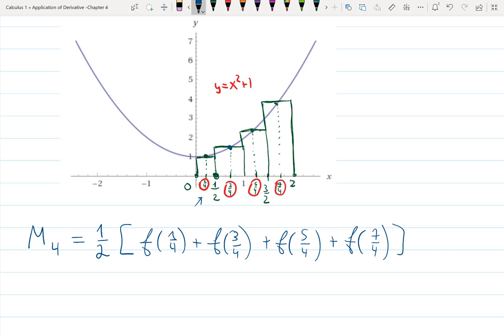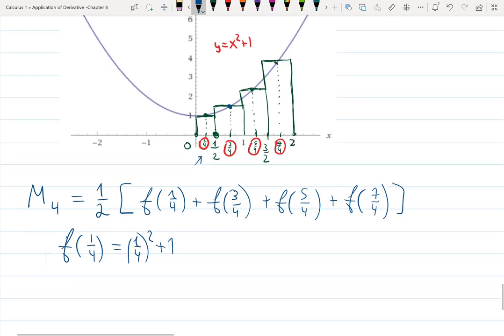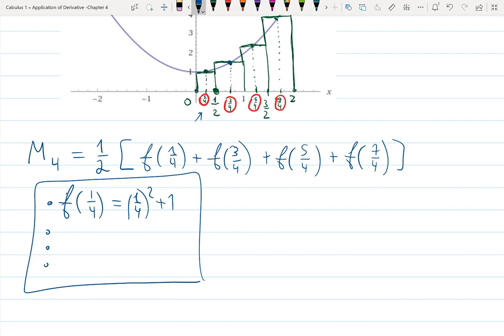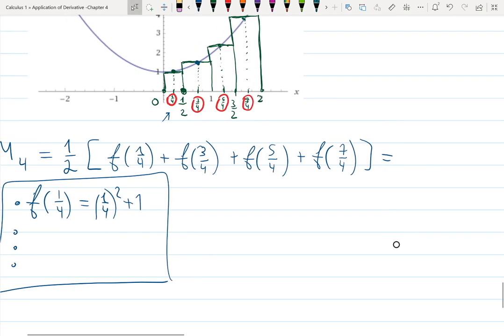And you have to create a new table now because we don't have those values. You have to calculate what is f of 1/4, which is 1/4 squared plus 1. Then the next one and the next one. So you need to find all of these, right? Create a table. Don't be lazy. And then you'll get the result. And I just have the result. So your job is to check it by yourself.